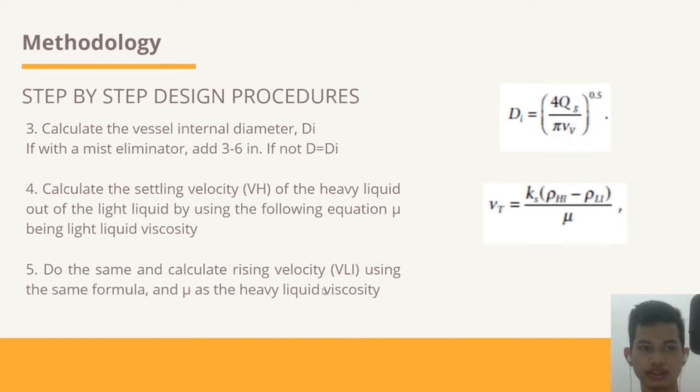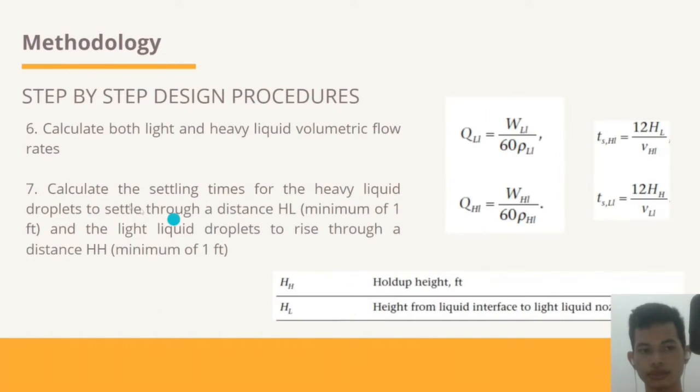Number 3 is to calculate the vessel internal diameter, Di, with a mist eliminator at 36 inch; if not, D is equal to Di. Number 4, calculate the settling velocity, Vh, of the heavy liquid out of the light liquid by using the following equation, with mu being the light liquid viscosity. Then step number 5, do the same thing to calculate the rising velocity, but instead mu is the heavy liquid viscosity. Next, step number 6 is to calculate both light and heavy liquid volumetric flow rates by using this.